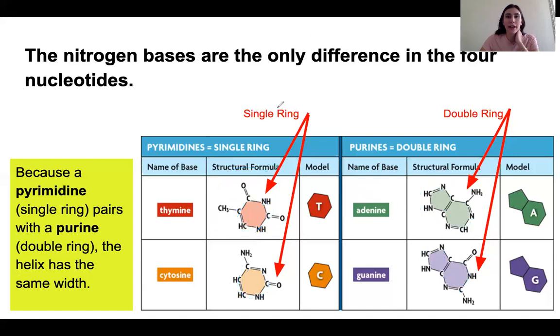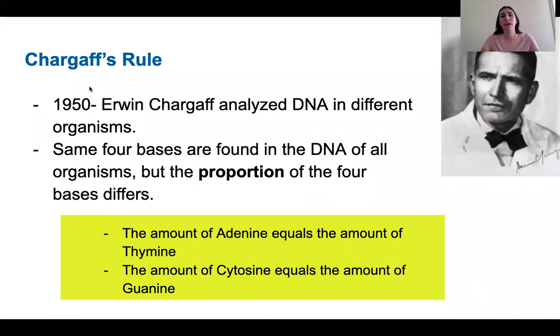Let's take a look at another scientist by the name of Erwin Chargaff in 1950. He did a lot of research and analyzed DNA from many different organisms. Then he started to notice a pattern. He noticed that all the organisms, no matter what the organism was, had the same 4 bases showing up in their DNA. But the proportion, meaning how many of each base you have, differed.